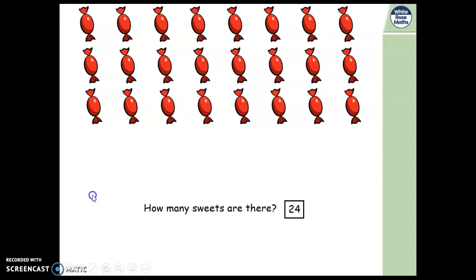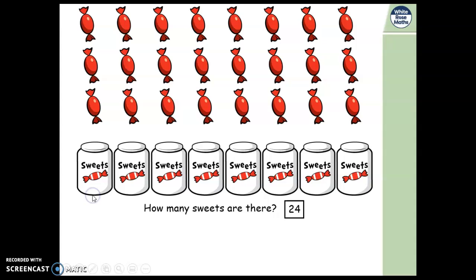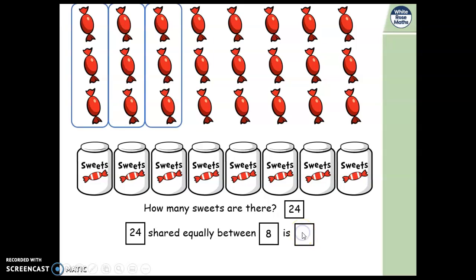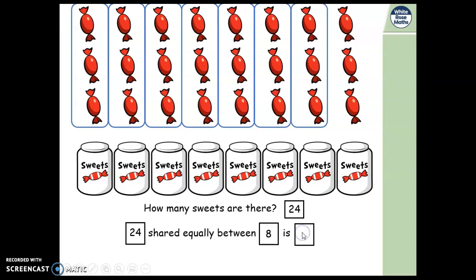How many sweets are there? There are 24. But wait, we've got 1, 2, 3, 4, 5, 6, 7, 8 pots now. 24 shared equally between 8 is 3.